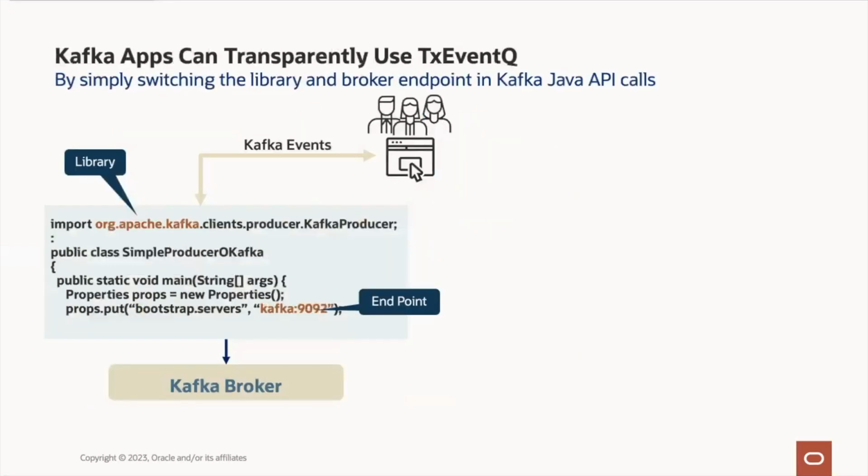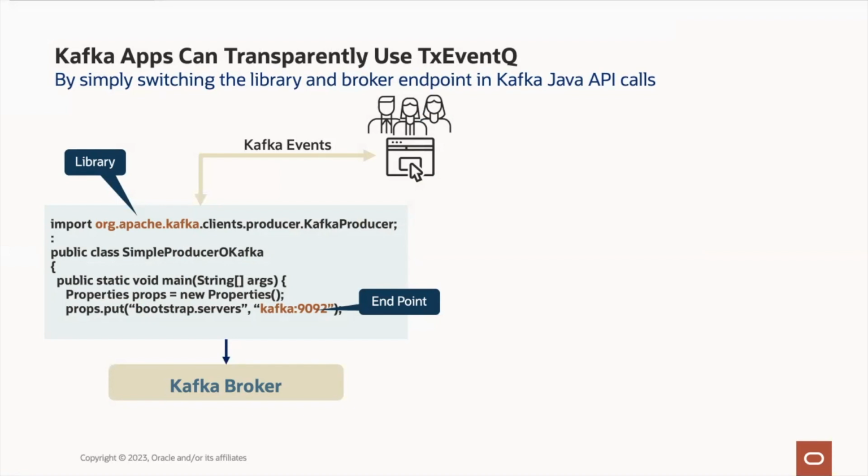Starting with Oracle Database 23c, Kafka apps can transparently use transaction event queues as a message broker by simply switching the broker endpoint. Here's a simple Kafka client application. This is a producer written with the standard Kafka client libraries. Notice the specified Kafka producer library and the Bootstrap server endpoint properties we pass to initialize it.